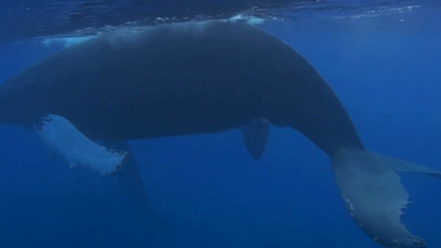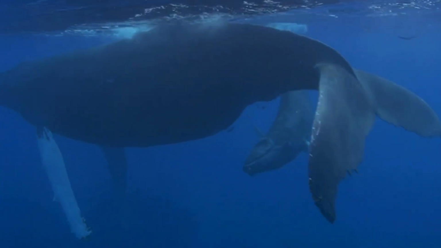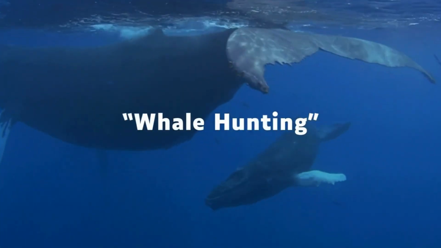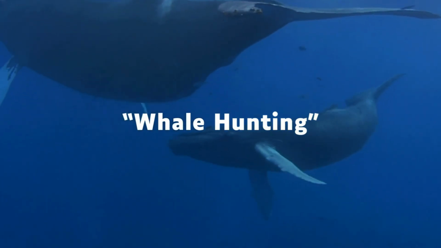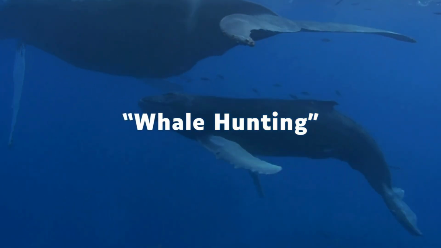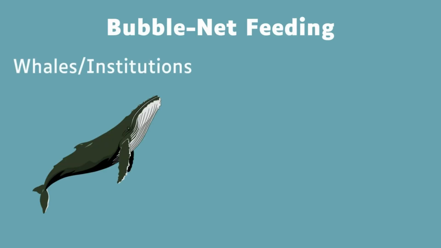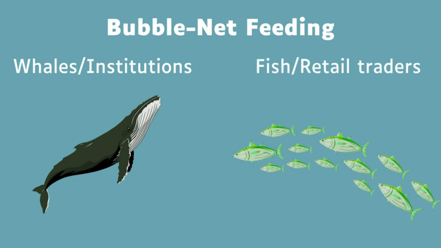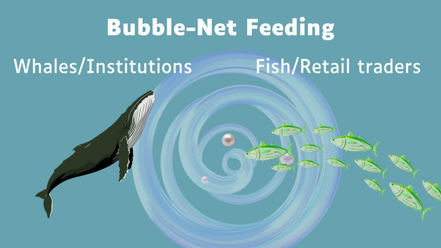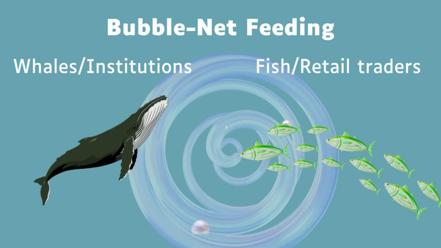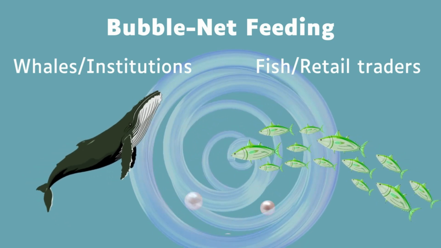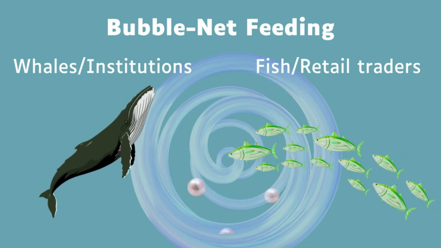A helpful analogy for understanding this dynamic is whale hunting. In nature, humpback whales use a fascinating hunting technique called bubble net feeding. Whales are the large, powerful entities that need to feed. Small fish are their prey. Whales create bubble nets to herd small fish into dense schools. This makes it easier for whales to feed efficiently.